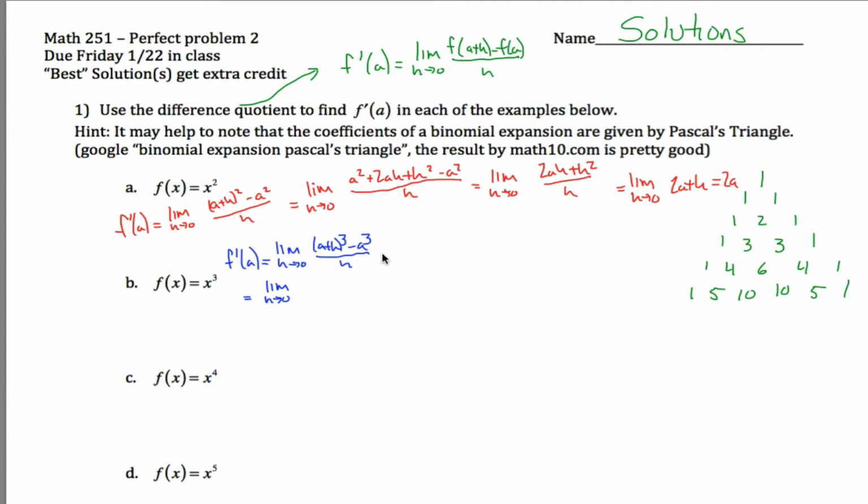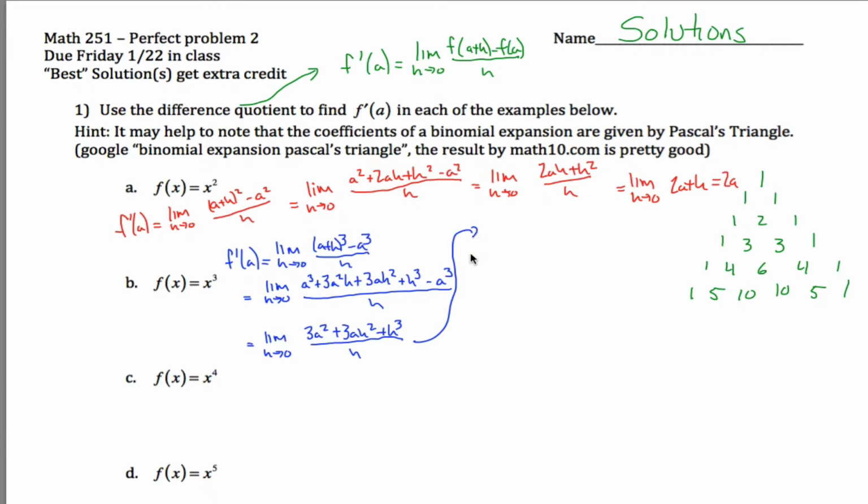So really what ends up happening when I do a plus h cubed is I get, let me copy my limit here. Oh, I said I'm doing these vertically. A plus h cubed is a cubed plus 3a squared h plus 3ah squared plus h cubed. From that, I want to subtract a cubed and divide by h. And so what I get is the limit as h approaches 0 of, well, the a cubed and the a cubed will cancel out. Then I get 3a squared h plus 3ah squared plus h cubed, all divided by h.